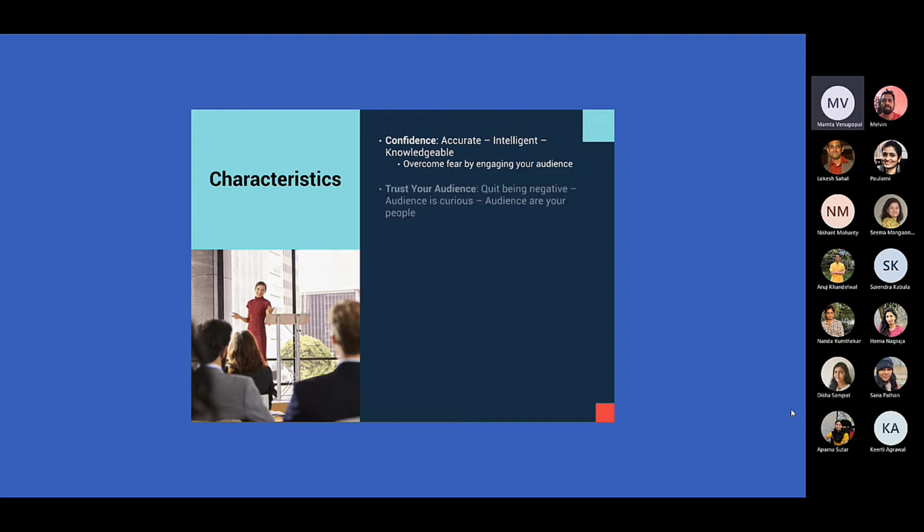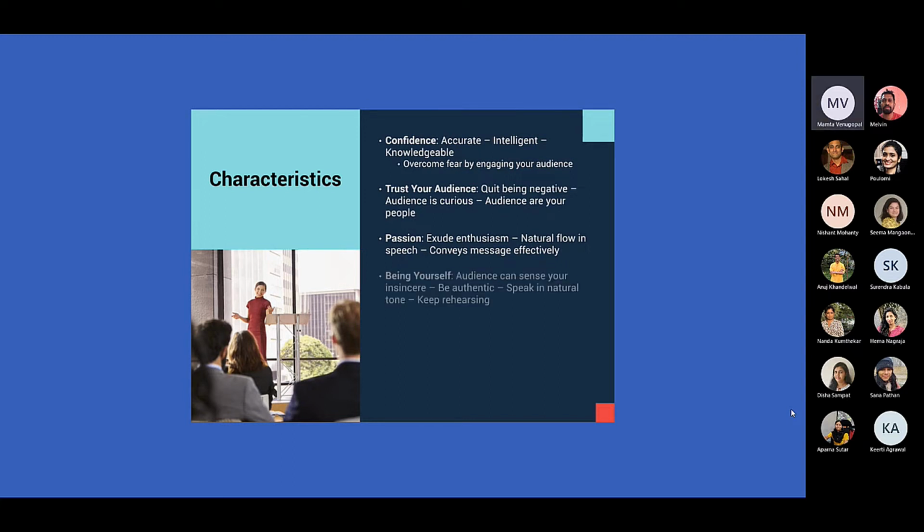Next up is don't be harsh on yourself. Trust your audience and don't be negative. You know, the audience is always curious about what you have to share. So they are your people. Next is passion. So what is passion? Passion means having a strong enthusiasm for something, right? Now, if a subject excites you, the speech will flow naturally. Also, it'll help to convey your message effectively. So you need to reflect sincerity in your speech.